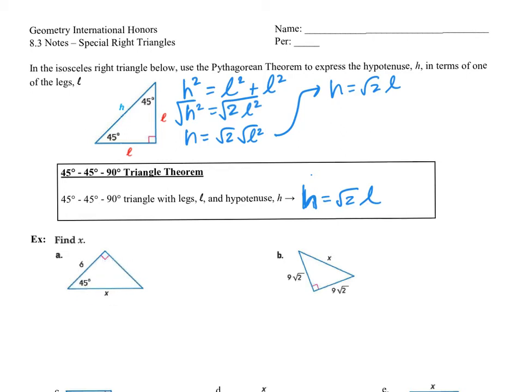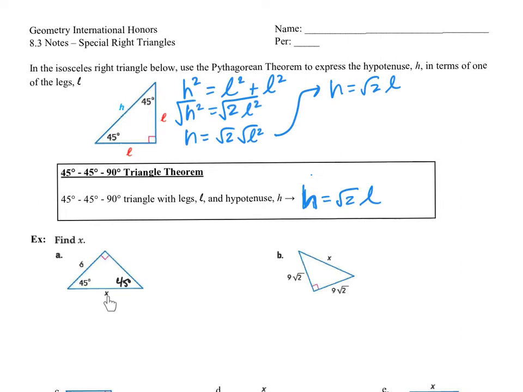So for example, take a look at this right triangle. It's got a 90-degree angle and a 45-degree angle, so we know that this other angle has to be a 45-degree angle. So it's one of our special right triangles, a 45, 45, 90, where we know one of the legs and we want to know x, the hypotenuse.